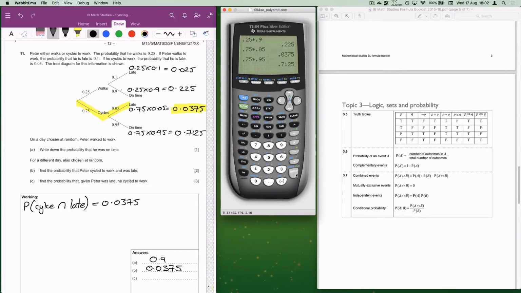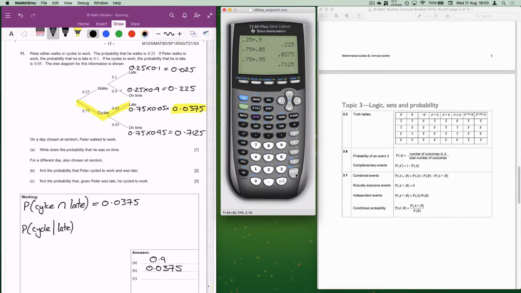Okay, so let's go on to C now. The probability that given Peter was late, he cycled to work. Well, this has really been written backwards. It's not a nice way to write it. It really should have been find the probability that he cycled to work given Peter was late, or given that he was late. So if we write this down, so this would be cycle given that he was late.